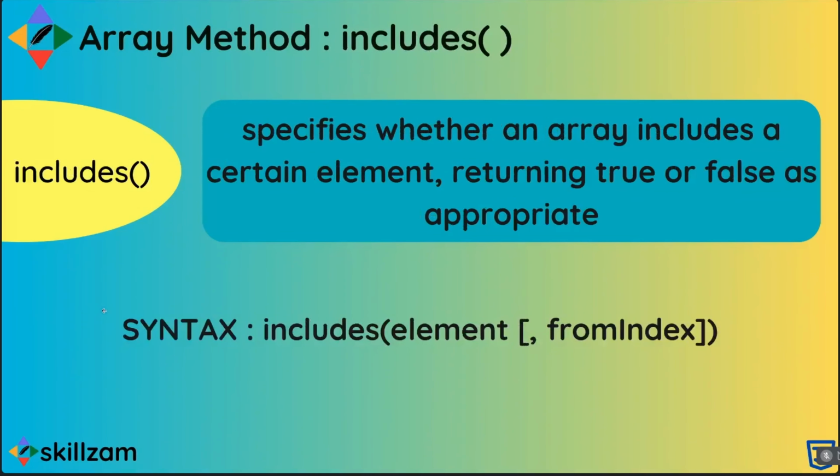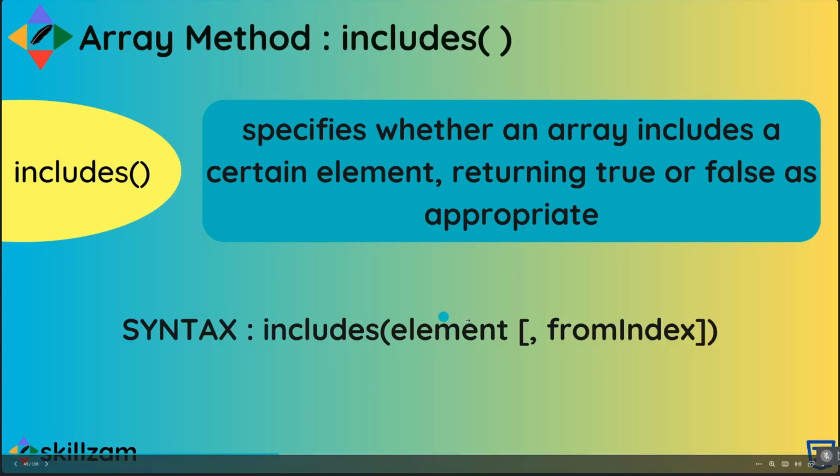Next is includes. What is this includes? Includes is kind of a boolean method. What it means is it will return true or false. On what basis is it returning true or false? Includes specifies whether an array includes a certain element. If the element exists, it will return true, otherwise it will return false. So includes lets you specify the element, and a fromIndex, which means you want to search from a particular index. We'll see an example of what this means.